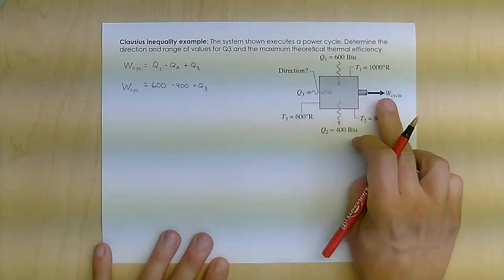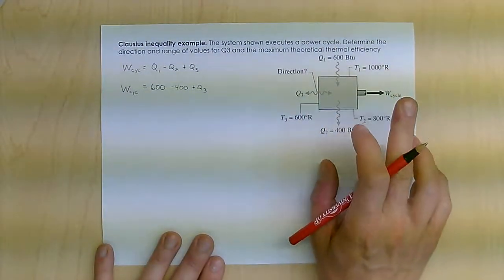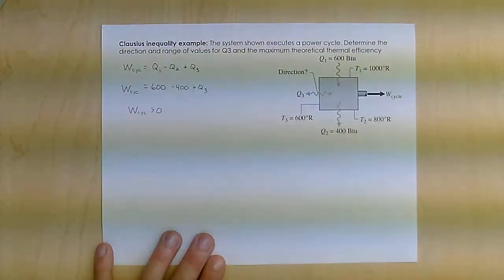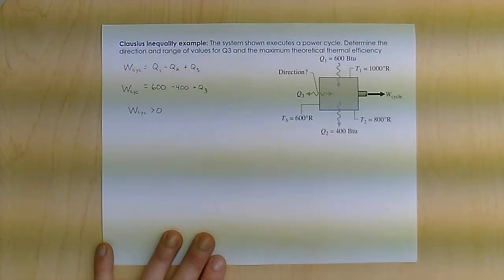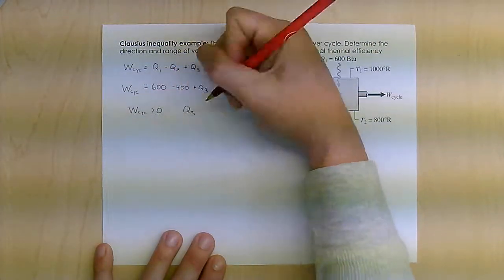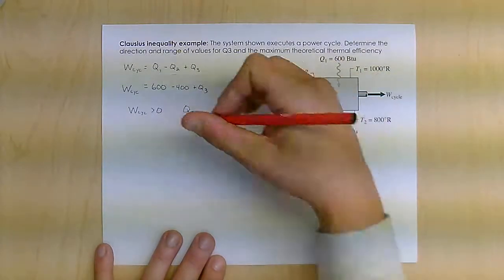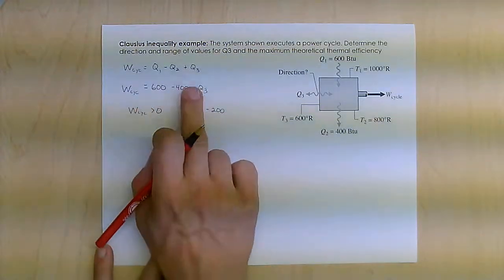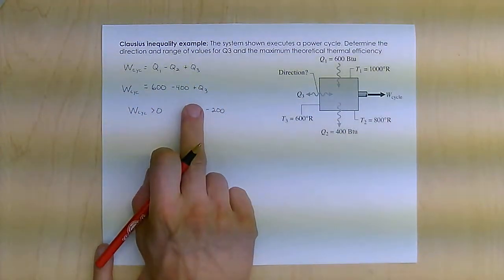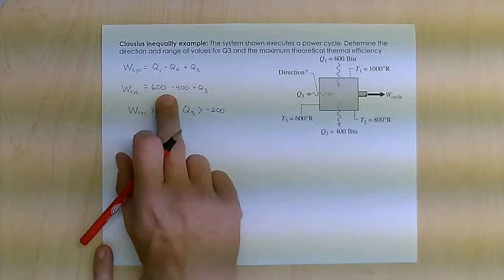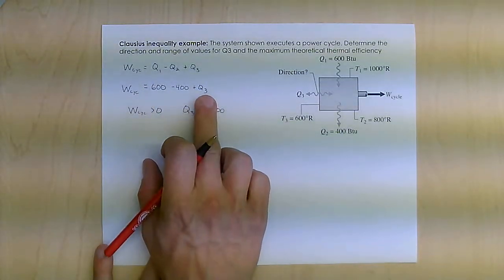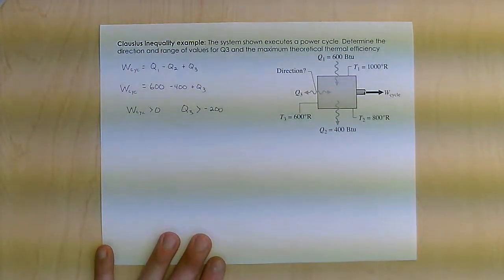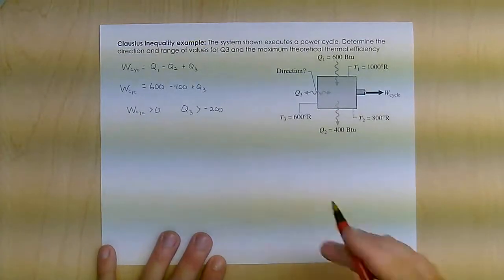And again, that's got to equal the work of the cycle. Now, this has to be positive, because it's a power cycle, the work of the cycle has to be positive. So work of the cycle is greater than 0. Therefore, Q3 has to be greater than negative 200, because when this equals negative 200, then that equals 0. As long as it's bigger than negative 200, then I'm fine. If it's 0, then it's 200, that's positive. If it's positive 200, then I have 400, again a positive number. So as long as this is greater than negative 200, everything's okay.